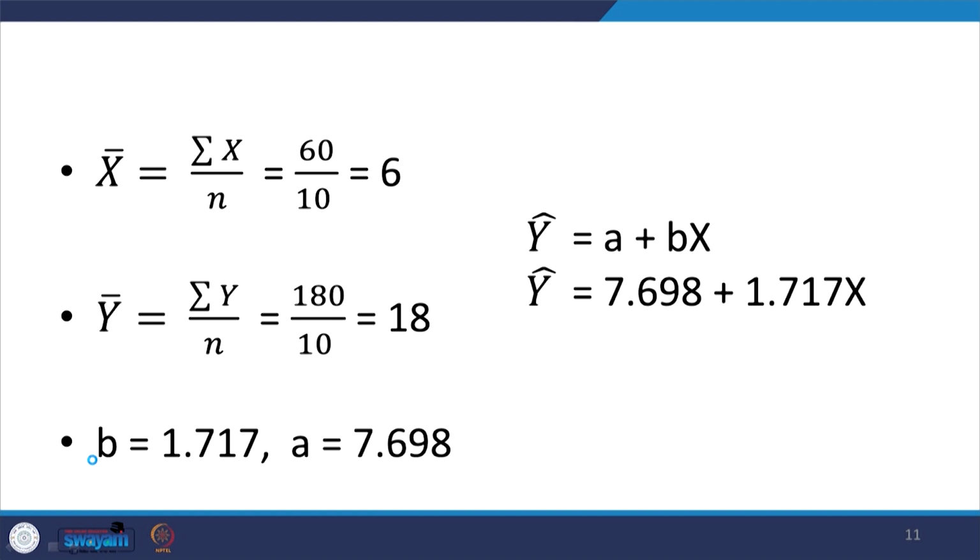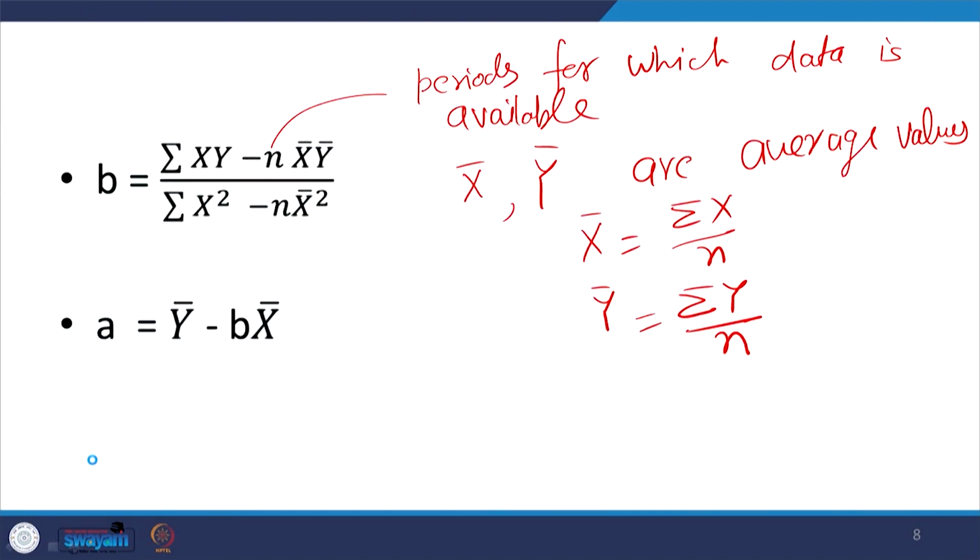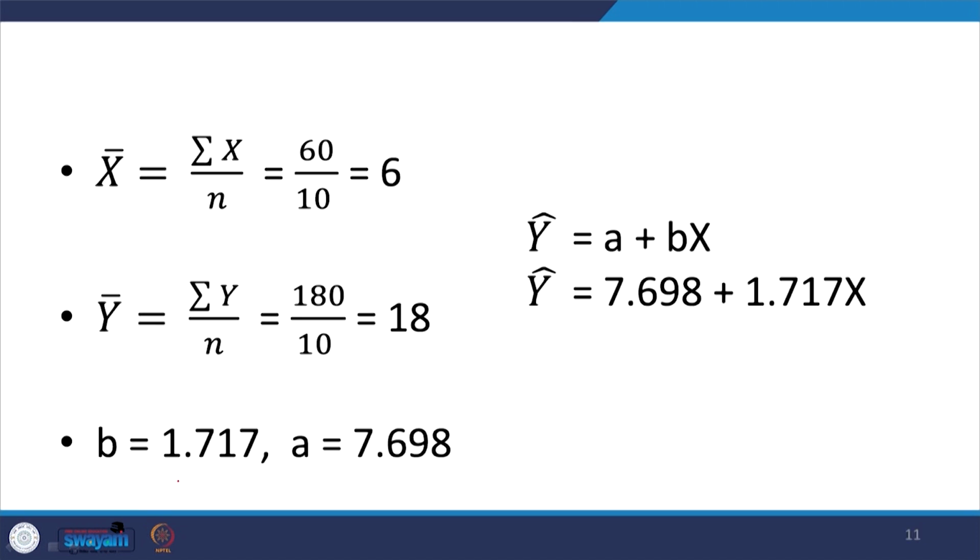And when I put these values of sigma x, x bar, y bar, sigma xy, n, x square, y square in the formula of calculation of b and a, I will get the value of b as 1.717. And when I put the values of a, x bar and y bar in the formula of a, I get the value of a as 7.698.